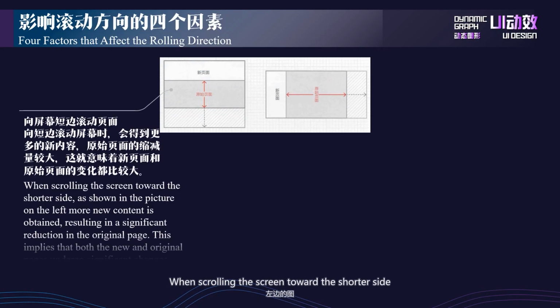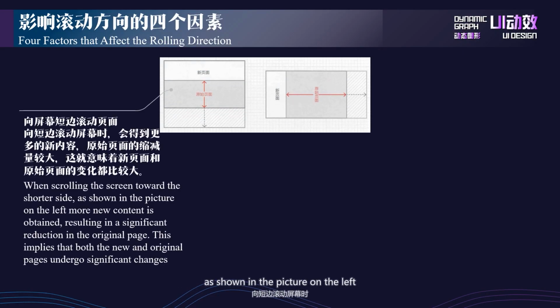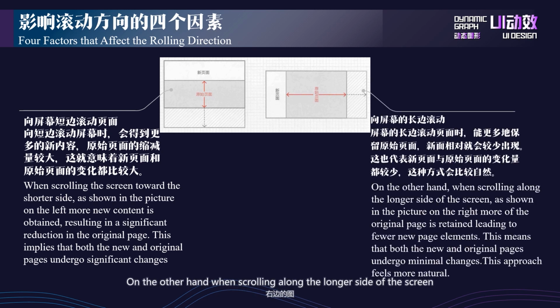When scrolling the screen toward the shorter side, as shown in the picture on the left, more new content is obtained, resulting in a significant reduction in the original page. This implies that both the new and original pages undergo significant changes. On the other hand, when scrolling along the longer side of the screen, as shown in the picture on the right, more of the original page is retained, leading to fewer new page elements. This means that both the new and original pages undergo minimal changes. This approach feels more natural.